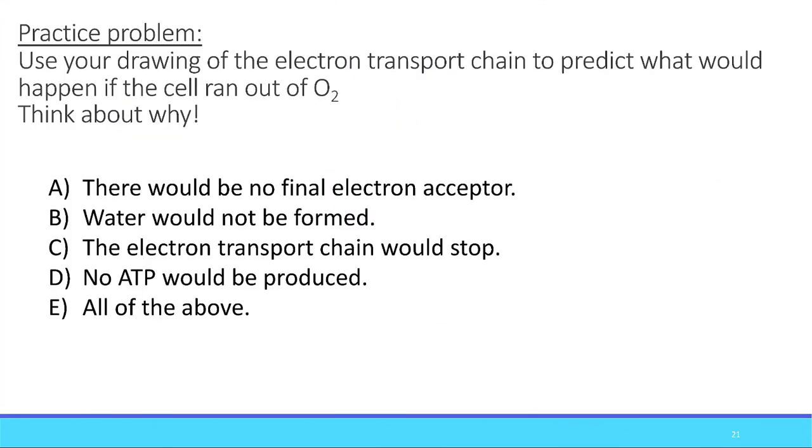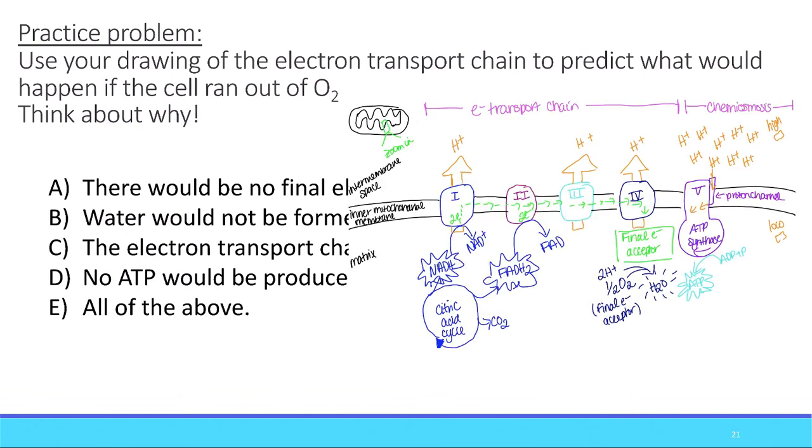So the first practice problem is thinking about what would happen if the cell ran out of oxygen. Go ahead and pause the video and try to work through this practice problem by looking at your drawing of the electron transport chain. All right, if we take a look at our electron transport chain that we just drew, and find where oxygen plays a role near the end, oxygen is our final electron acceptor. So if we have no oxygen, then we would have no final electron acceptor.